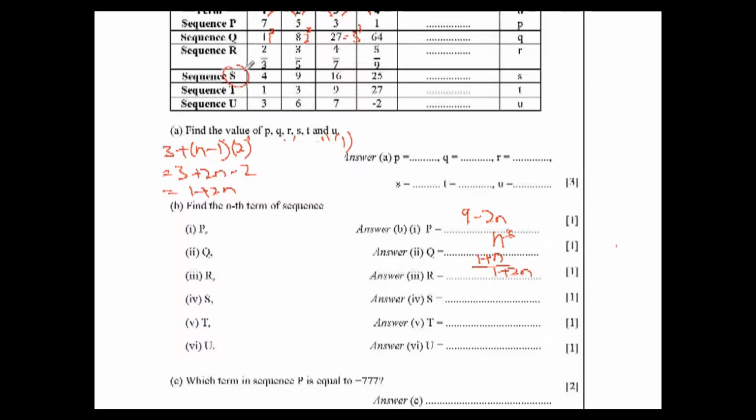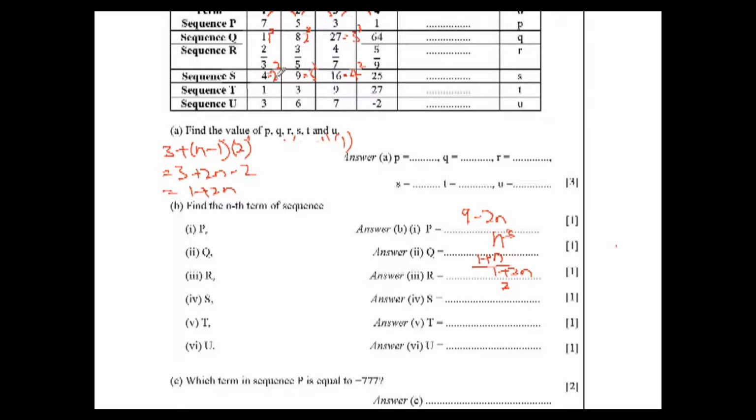Sequence S. All terms in sequence S are square numbers. 4 is equal to 2 squared, 9 is equal to 3 squared, 16 is equal to 4 squared. So we can predict that the power for sequence S for the nth term should be a square as well. Now we need to work out the base of the square number.